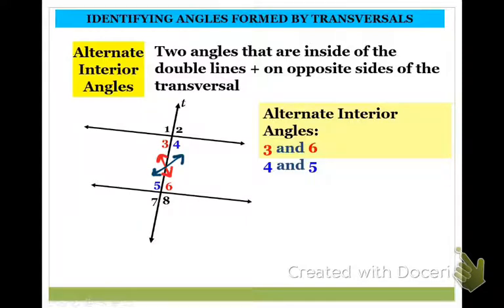So the interior ones are easier to see that they're alternating because they're across from each other.